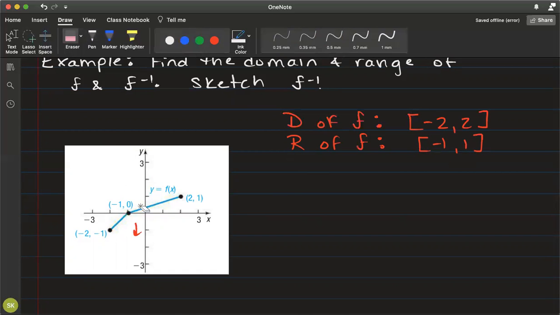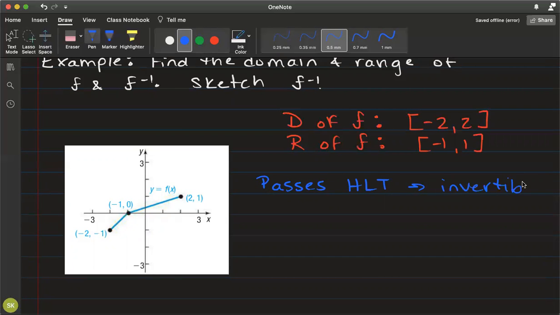First off, is this function even invertible? Well, the answer is yes. Why is it invertible? Because it passes the horizontal line test, HLT, I'm going to abbreviate it. So it's invertible because it's one-to-one. So a one-to-one function is invertible.